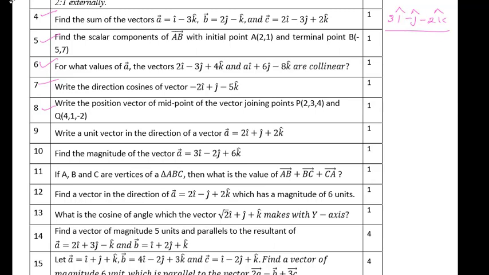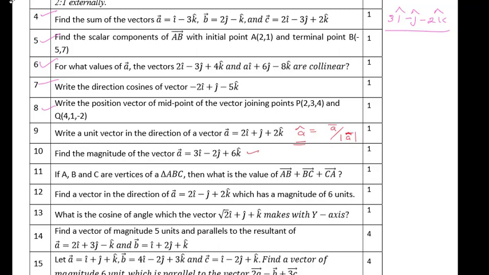Next: write the unit vector in the direction of vector A. Your unit vector will be A cap, which is A bar divided by the magnitude of A bar. You know how to calculate magnitude, so you can find the unit vector in the direction of this vector. Next: find the magnitude of vector A. Again, magnitude is simple, you can do it.